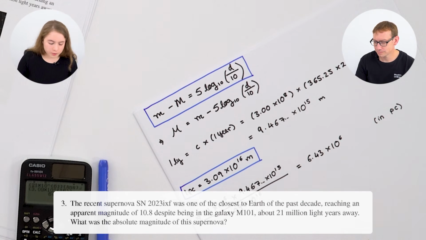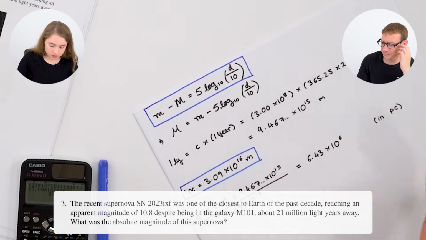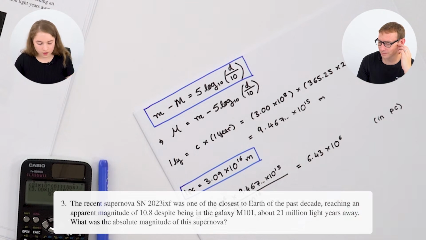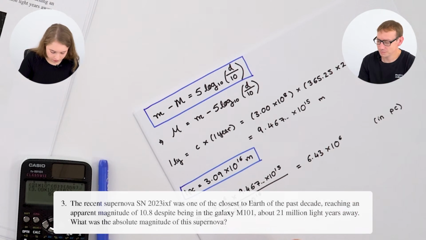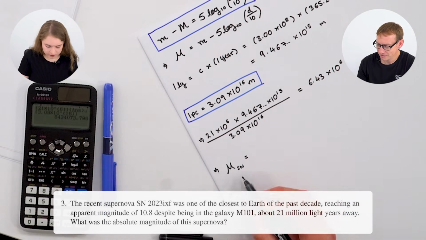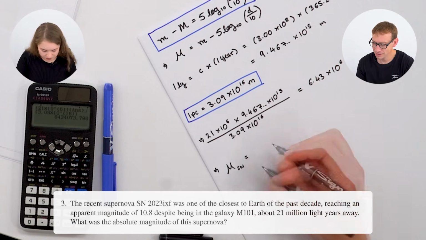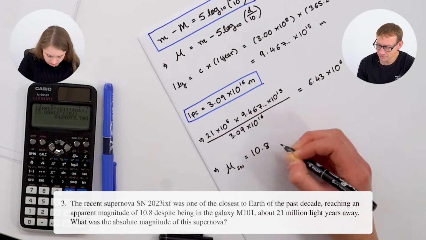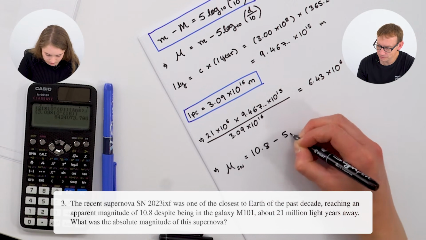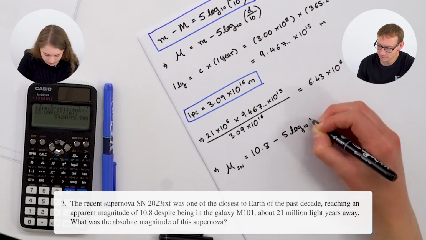I would have done this all in one go and just done the unit conversions inside the formula, but we're just showing it step by step for now. I'm using subscript Sn to denote the supernova. Its apparent magnitude was 10.8, and we want to subtract 5 log 10.